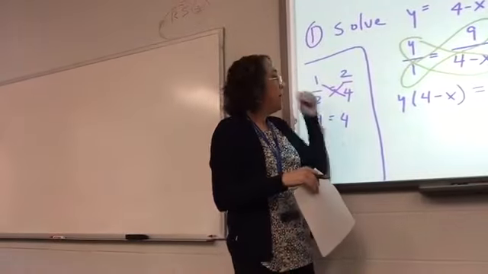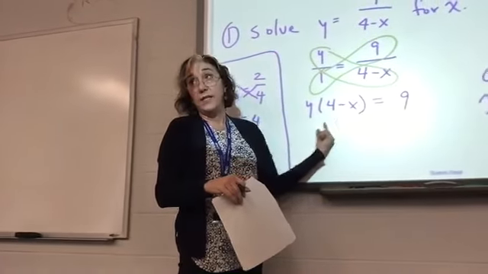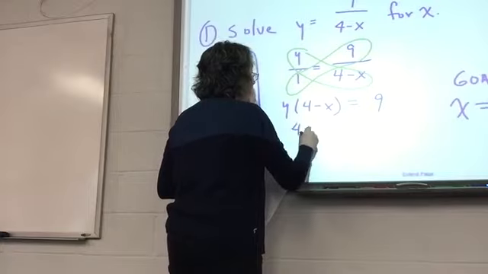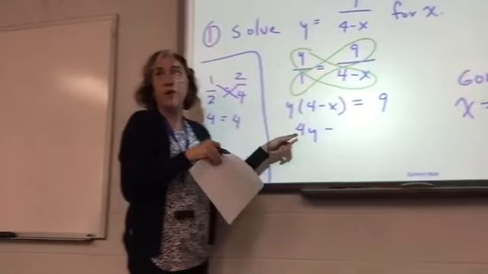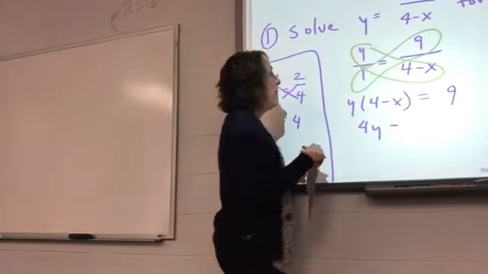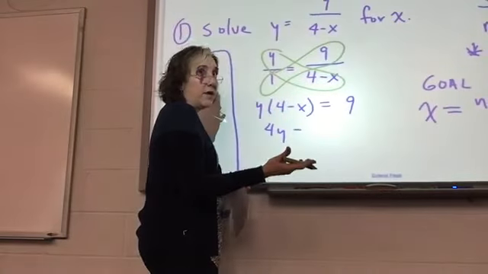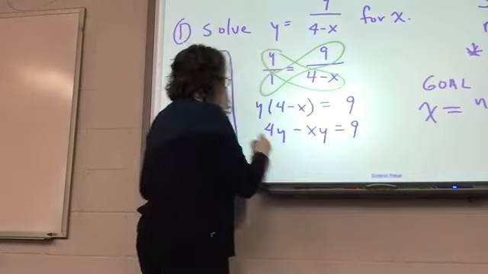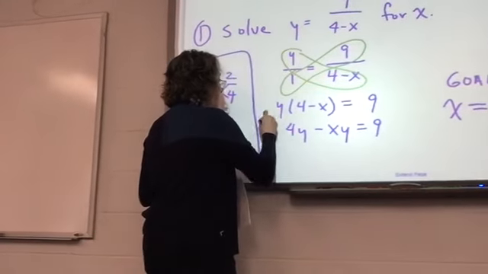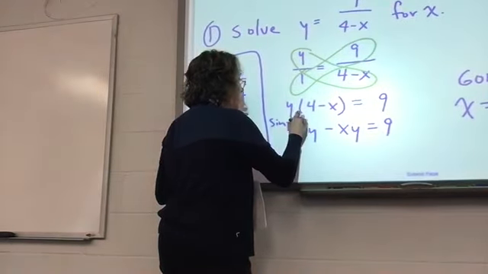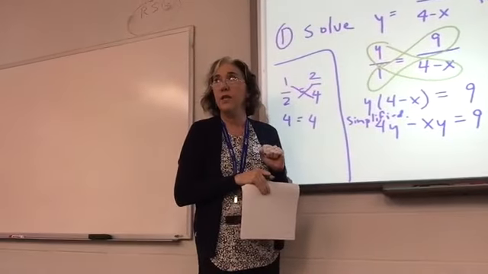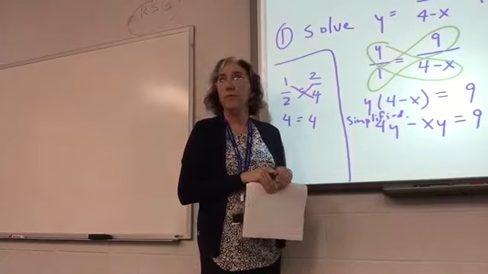Okay? Now, that's not simplified because I can distribute. So that's the next thing I'm going to do. I'm going to say that's 4y, only because I like the number being in front of the variable, minus, and I like to go alphabetical, so I'll write that as xy equals 9. So what have I done? I have simplified my equation as much as I can do. That is now simplified, so I'm finished with that part of the process. Okay?